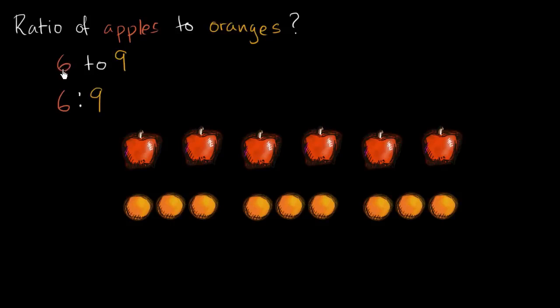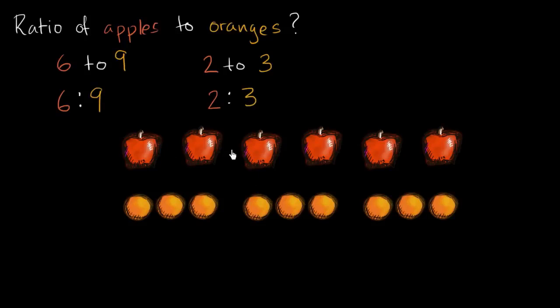So if you divide 6 and 9 both by 3, 6 divided by 3 is 2, and 9 divided by 3 is 3. So we could also say that the ratio of apples to oranges is 2 to 3. Or if we want to use this notation, 2 to 3. Now, does that make sense?